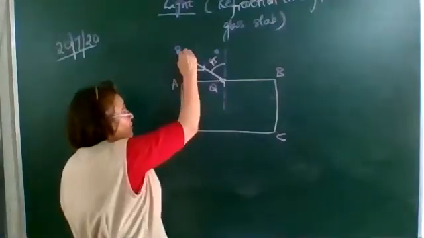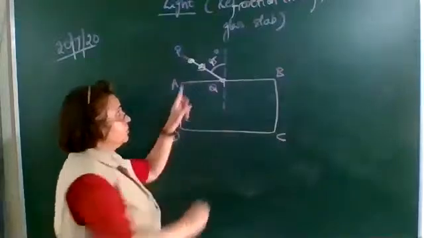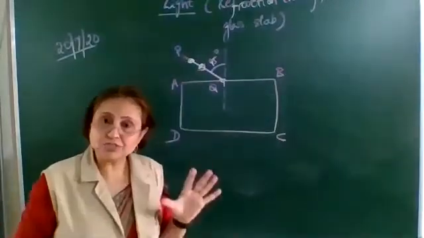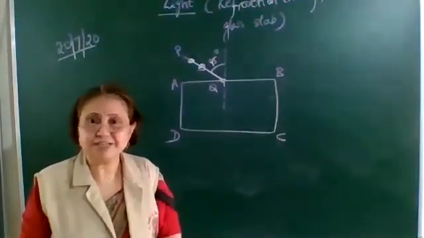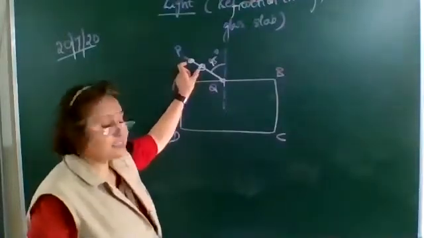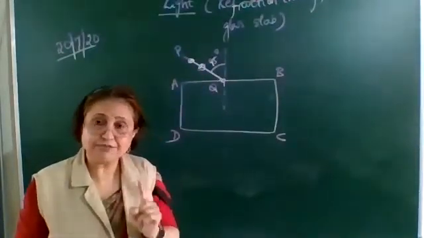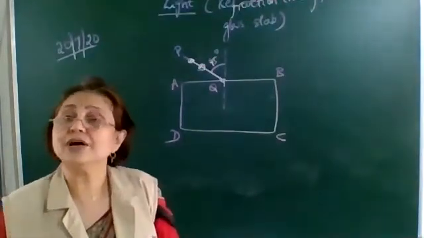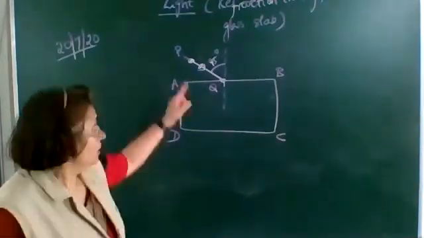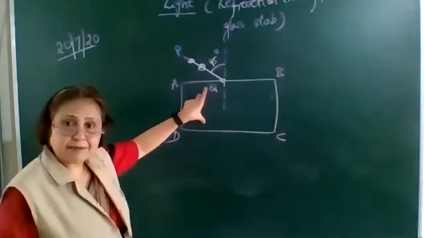Okay, now what you have to do? You have to fix two ball pins on this ray PQ, nearly 6 to 7 centimeters away. You have to do this experiment in the lab when you come to the school. Okay, so try to understand it well. So fix two ball pins. Now place the glass slab at the boundary.